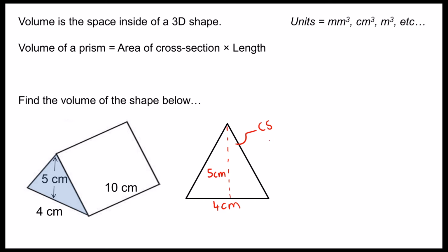Now, to work out the area of this cross section, I know I need to do base times height divided by 2. That's 4 times 5 divided by 2. 4 times 5 is 20, and half of that is 10, meaning that the area of my cross section is 10 centimeters squared. To get my volume, I'm going to need to times the cross section by the length. So I can say that the volume is the cross section of 10 times by the length, which is also 10, which gives me 100 centimeters cubed as my answer.